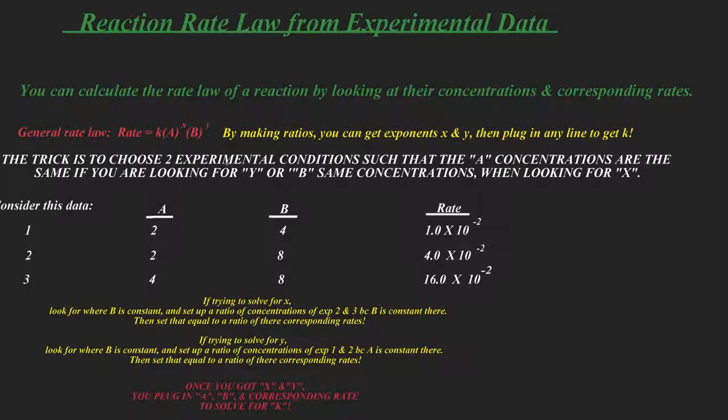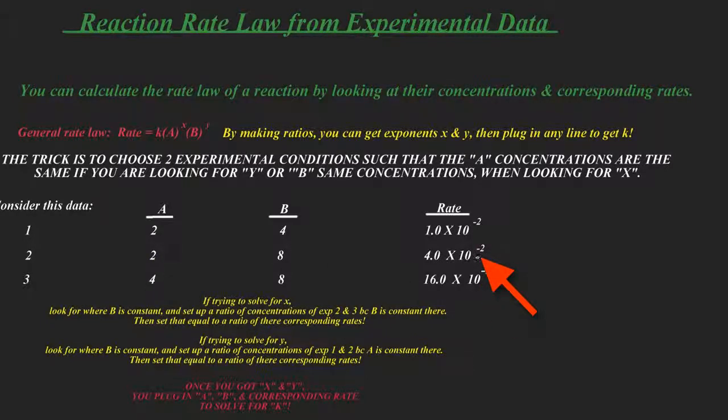So let's recap one more time. You look at this experimental data. If I'm looking for x, I look at where B is constant because x is A's exponent. You're going to do a ratio of B was constant in experiments 2 and 3. So you would do 4 over 2 all raised to the x equals 16 times 10 to the negative 2 over 4 times 10 to the negative 2.